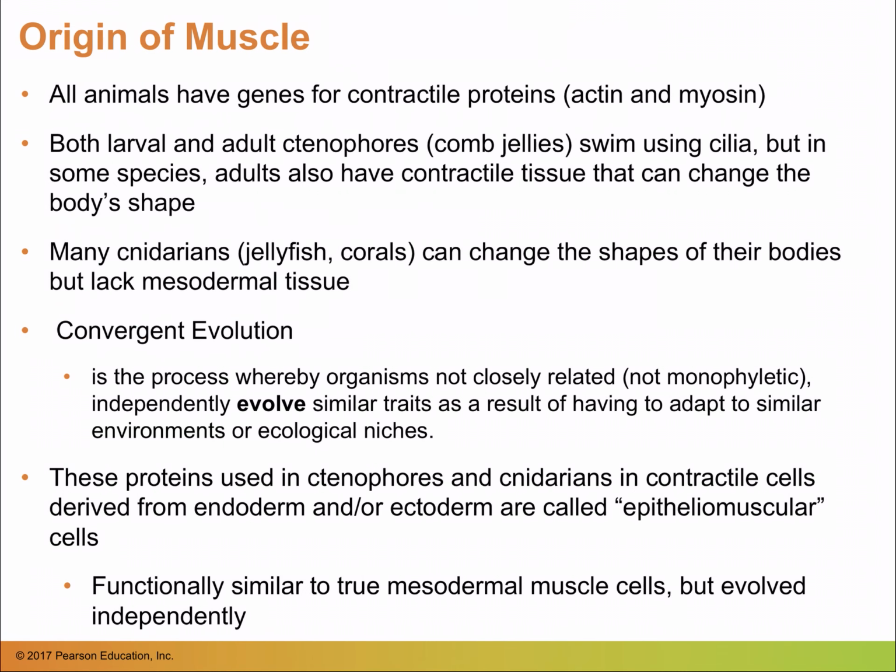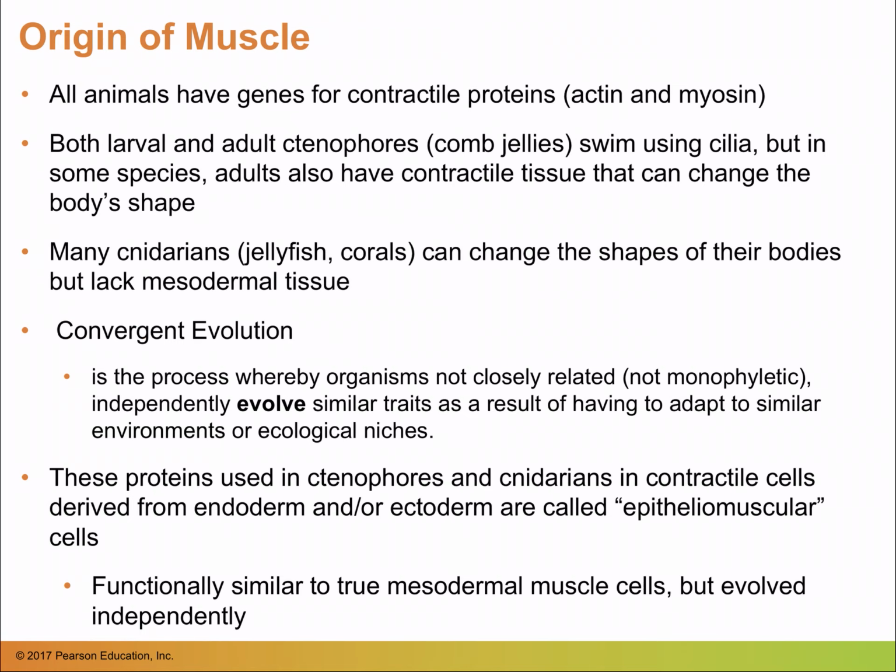Okay, so muscle can be a little bit more complex, and when we look at different organisms, the ctenophores and the cnidarians, they don't necessarily have a muscular system the way we do, but they do change the shape of their bodies. And they also have a larval form that's going to move. So all animals have the genes for the contractile proteins actin and myosin. Ctenophores use cilia, but adults also have contractile tissue that can change the body's shape.